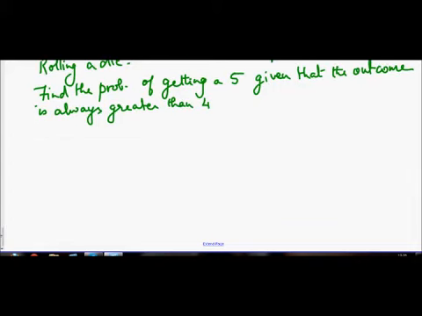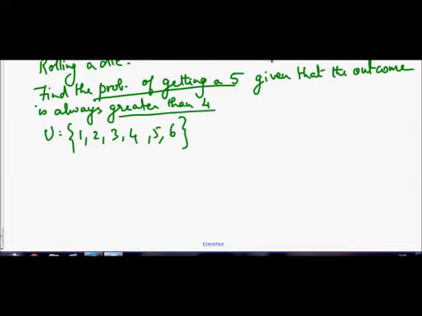When you're rolling a die, you know that you're going to concentrate on the outcomes greater than 4. Rolling a die, the universal set gives you 1, 2, 3, 4, 5, 6. But I'm not going to consider the probability of getting a 5 from rolling a die; I'm going to consider the probability of getting a 5 when the outcome is greater than 4, which means I'm going to use a new set which is part of the universal set, which is the sample space.